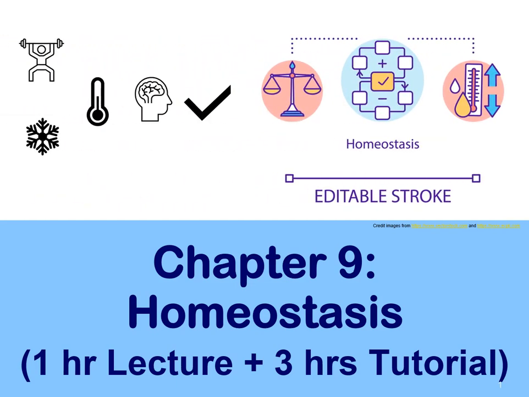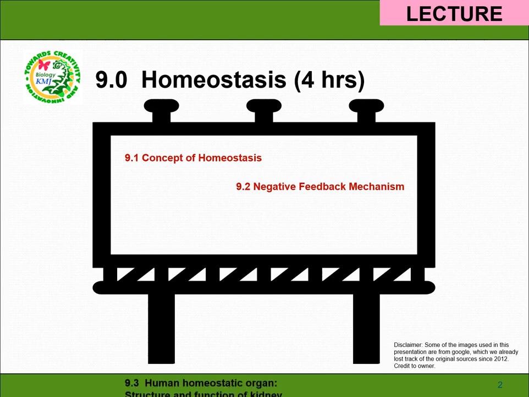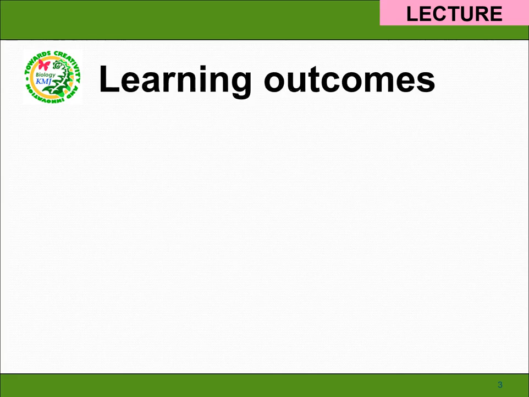Hello everyone, today we are going to learn about chapter 9, Homeostasis. This chapter includes 1 hour lecture and 3 hours tutorial. This topic has 3 subtopics: 9.1 Concept of Homeostasis, 9.2 Negative Feedback Mechanism, and 9.3 Human Homeostatic Organ, Structure and Function of Kidney. But for this part, we are going to look at 9.1 and 9.2.